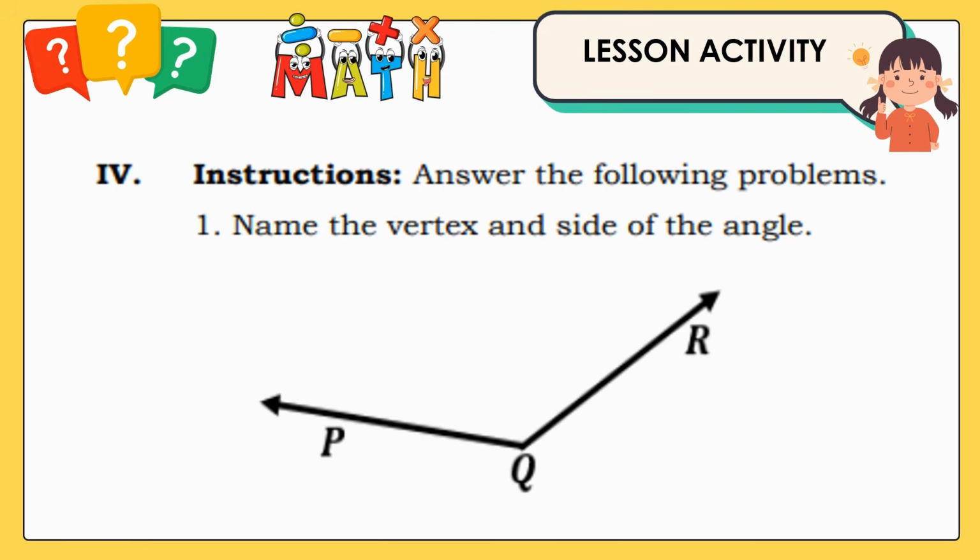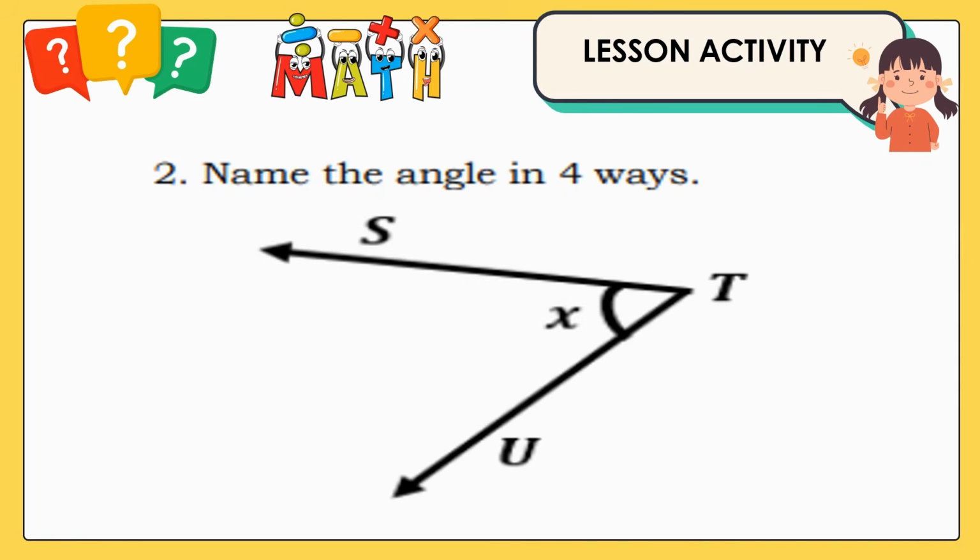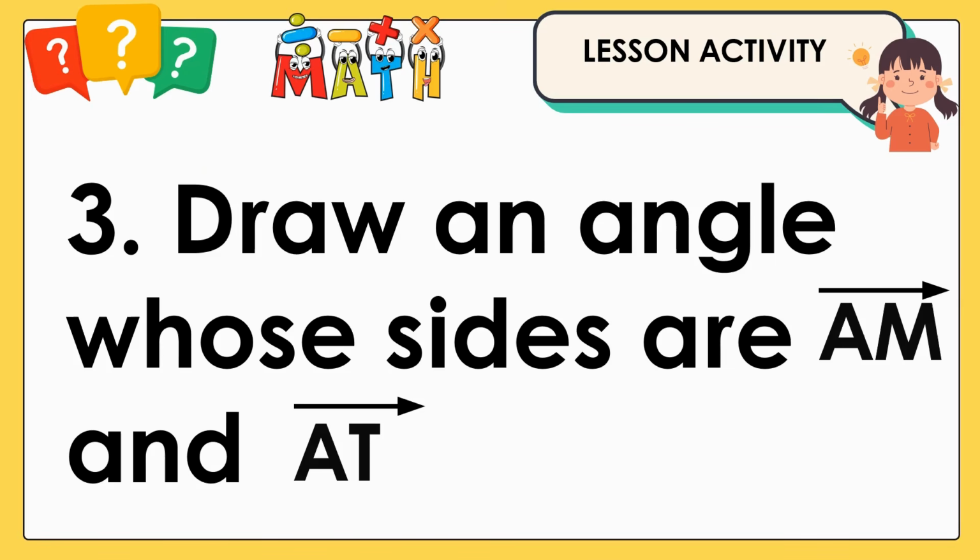Instructions, answer the following problems. Number 1, name the vertex and side of the angle. Number 2, name the angle in 4 ways. Number 3, draw an angle whose sides are AM and AT.